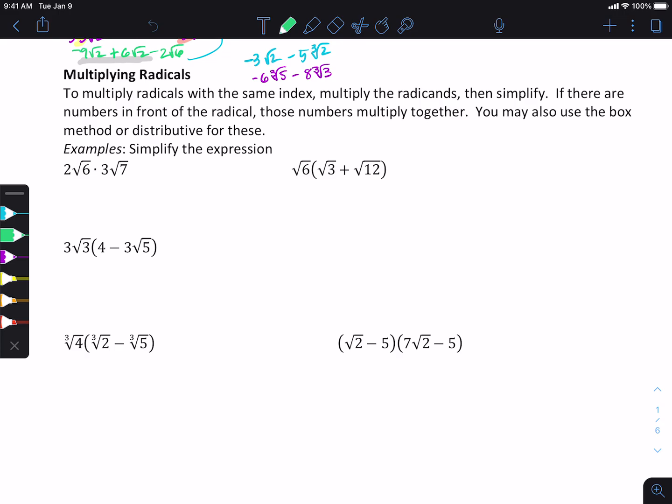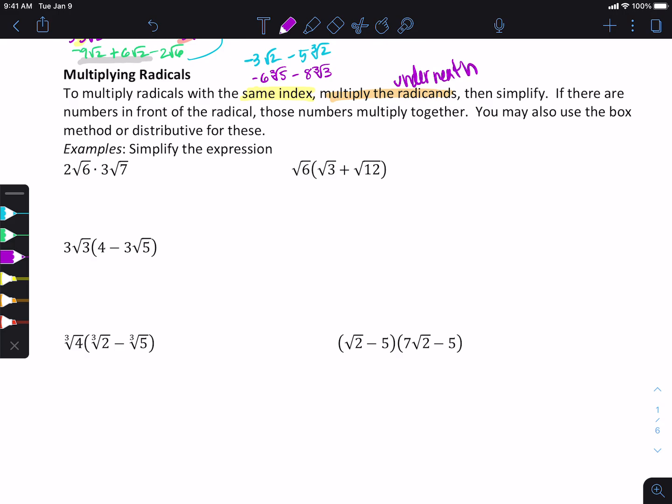We're looking at multiplying radicals. The way that you multiply radicals, first of all, for what we're doing today, they have to have the same index. So that means that they have to both be square roots, they both have to be cube roots, fourth roots, fifth roots, so on and so forth. Okay? So what happens is that you multiply the radicands together. The radicands are the part that's underneath.